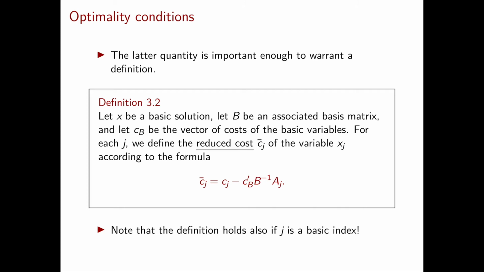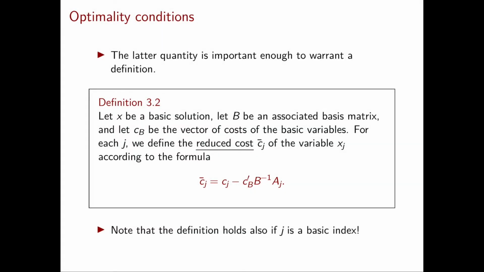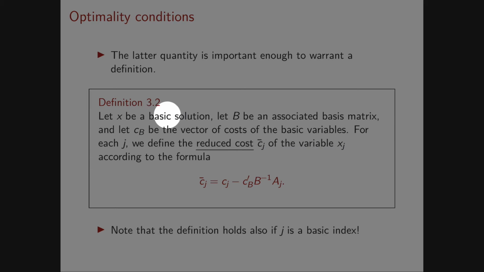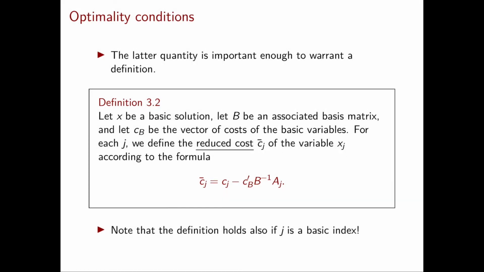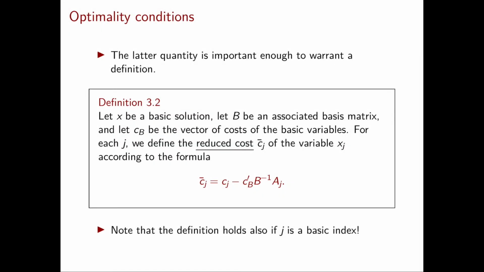This quantity is in fact so important that it deserves a definition of its own, and it's called the reduced cost, and it will be denoted by C bar j. Let's read through this definition. Let x be a basic solution, let capital B be an associated basis matrix, and let CB be the vector of costs of the basic variables.